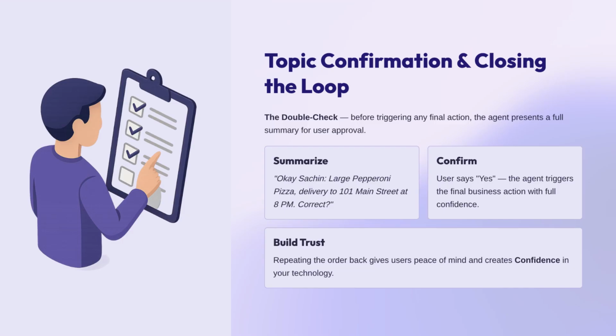We've looked at the art of the chat, the digital checklist, skipping the obvious, clearing up confusion, being flexible with subjects, and finally, the double check. We've mastered multi-turn conversations and slot filling. You now know how to build an agent that truly listens and understands. Well, that brings us right into our next chapter.